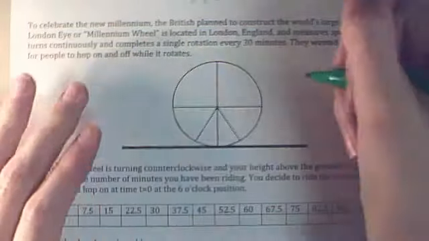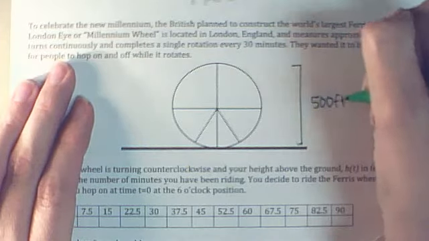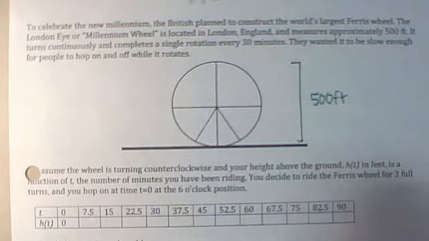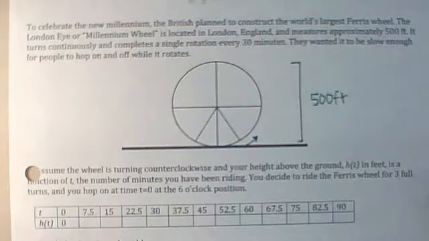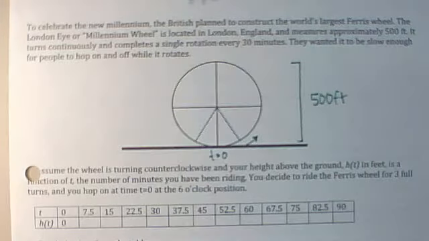So far we know that the height of the Ferris wheel is 500 feet and that it takes 30 minutes to go all the way around. Assume the wheel is turning counterclockwise and your height above the ground h of t in feet is a function of t, which is the number of minutes you have been riding. You decide to ride the Ferris wheel for 3 full turns and you hop on at time t equals 0 at the 6 o'clock position.